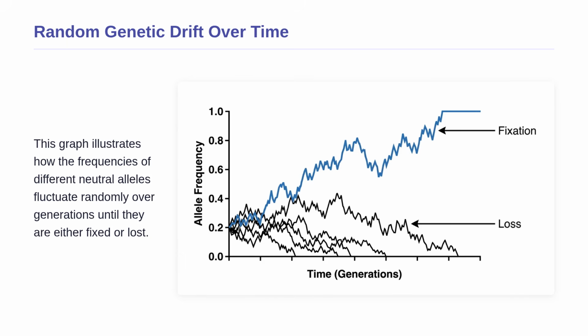Most of these lines eventually hit the bottom axis at 0. This means the mutation was lost from the population entirely. However, if you follow the bold line, you will see it randomly drifts upward until it hits 1.0 at the top right. This is fixation. The mutation has successfully spread to every individual in the population, becoming a permanent substitution.